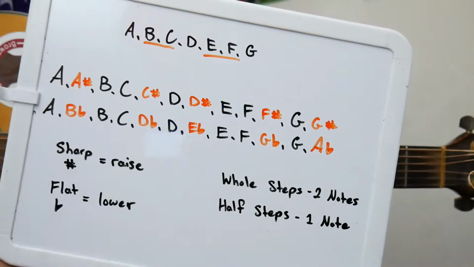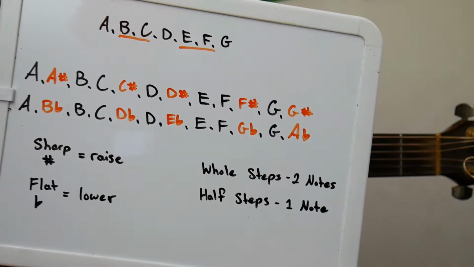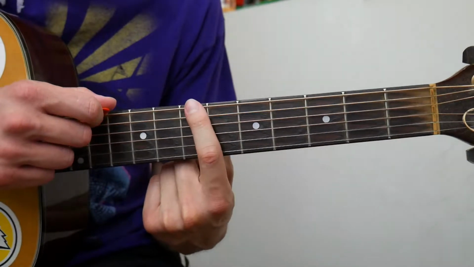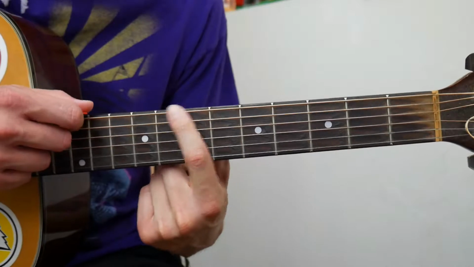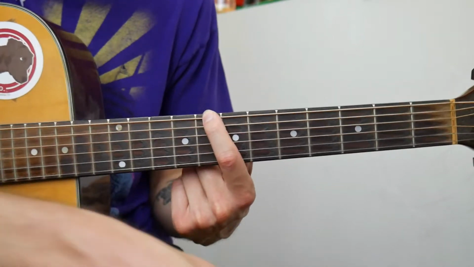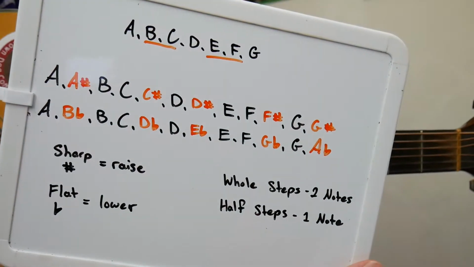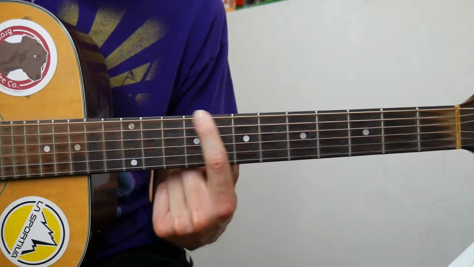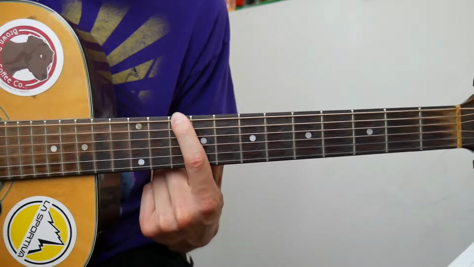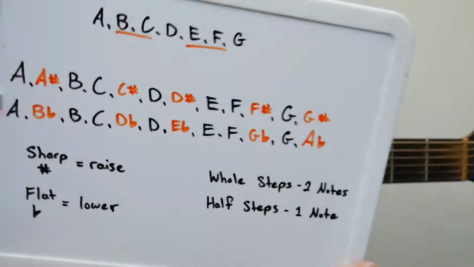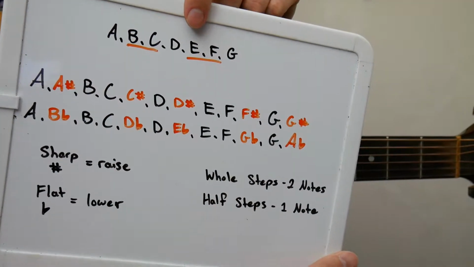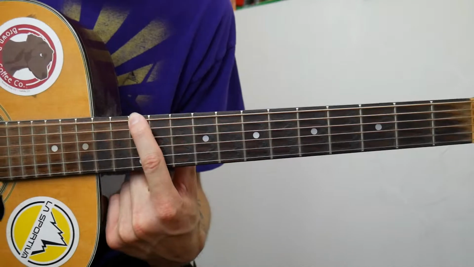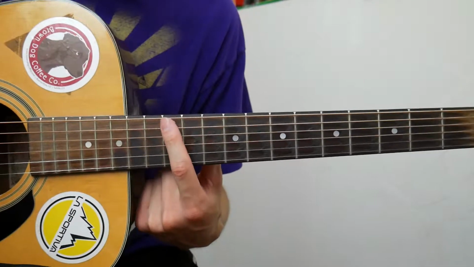Now we're going B to C. Remember, B and C are right next to each other, no note in between, so we just go up 1 note. There's B, there's C. Now we're on C, and we're going to D, which is a whole step. So we go up 2 notes. Now we're on D, and we're going to go to E, so we go up a whole step. And there's an E way up here on the 12th fret. You probably have 2 dots there on the neck of your guitar.